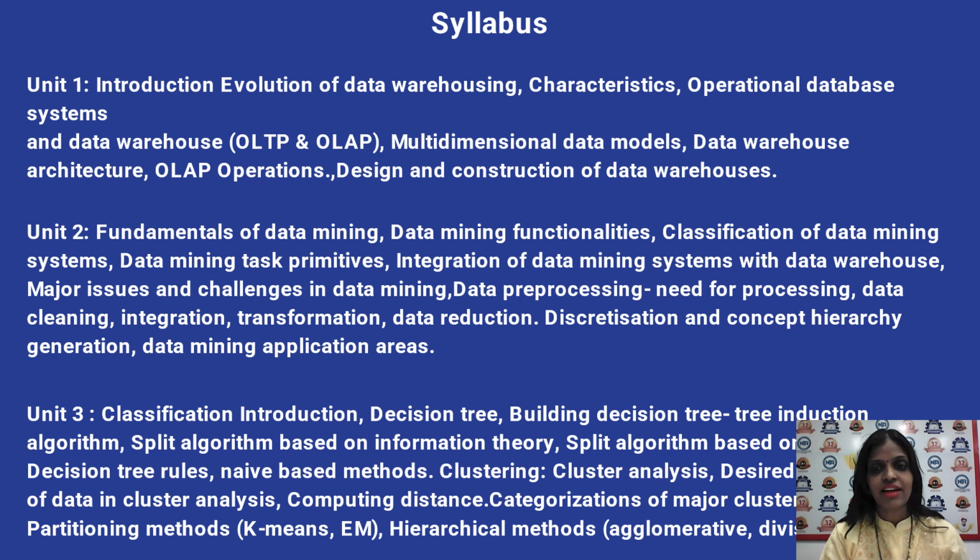Next is categorization of major clusters with the help of partitioning methods. In partitioning methods, we have the k-means method and EM algorithm. In the k-means method, we are focused on the centroid and mean of the element. The EM method is nothing but the expectation maximization method. In the hierarchical method, it is divided into two parts.